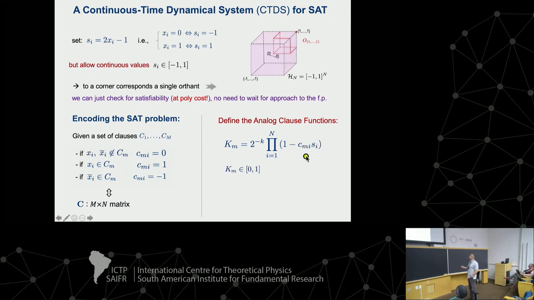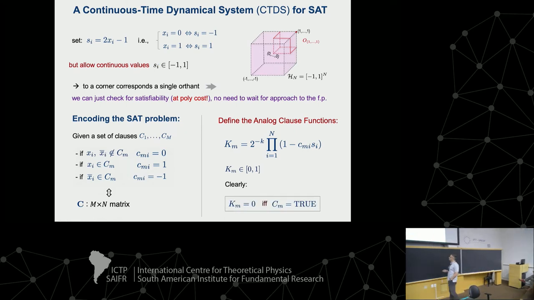So if c_mi, for example, is 0 because the variable i is not part of that clause, then this is just multiplication by 1, it doesn't do anything. If c_mi is 1, it means that the variable is in normal form. You have 1 minus s_i, and that's 0 only when s_i is 1. When s_i is 1, the variable is true, which means it satisfies the clause. So you can convince yourself that these analog clause functions K_m are 0, otherwise positive, if and only if the clause is satisfied.